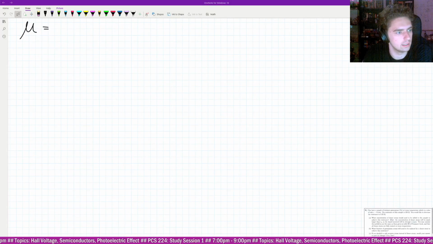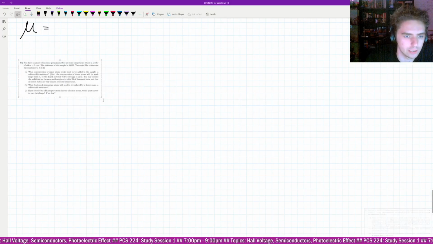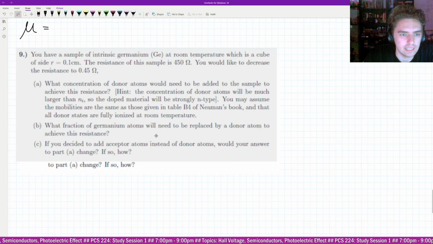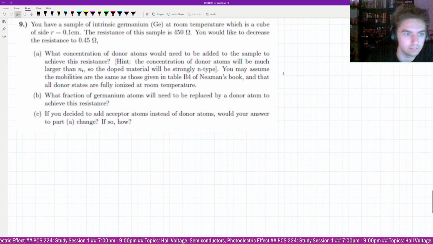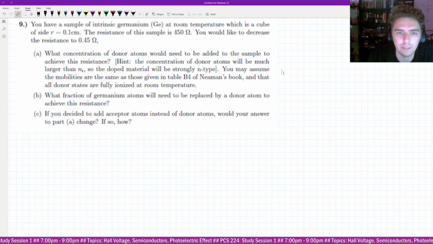So let's take a look at question 9. Question 9 seems interesting though. You have a sample of intrinsic germanium, Ge, at room temperature, which is a cube of side length that. The resistance of the sample is that. You would like to decrease the resistance to that.